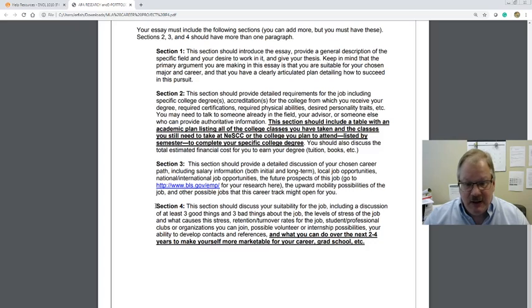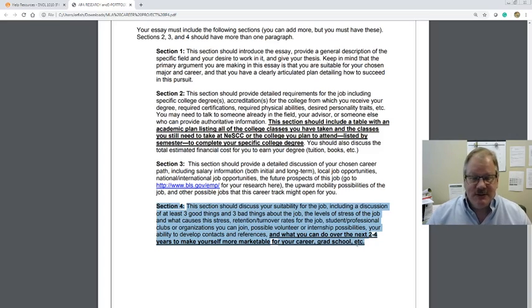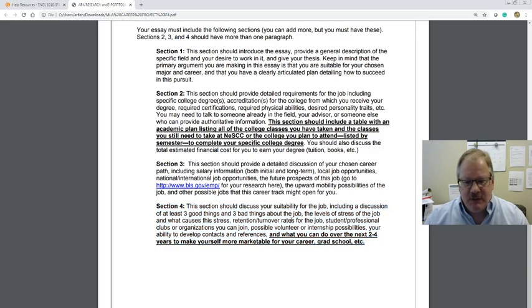Last section, talk about your suitability for the job and how you can make yourself marketable for that job. Hopefully by the time you get your college degree, can you do internships or other professional organizations, volunteer work? Do you know what's good and bad about the job? Where is the stress coming from? What kind of turnover rates are there? Some jobs have fairly high turnover rates because of the stress in them, and you want to know that going in.